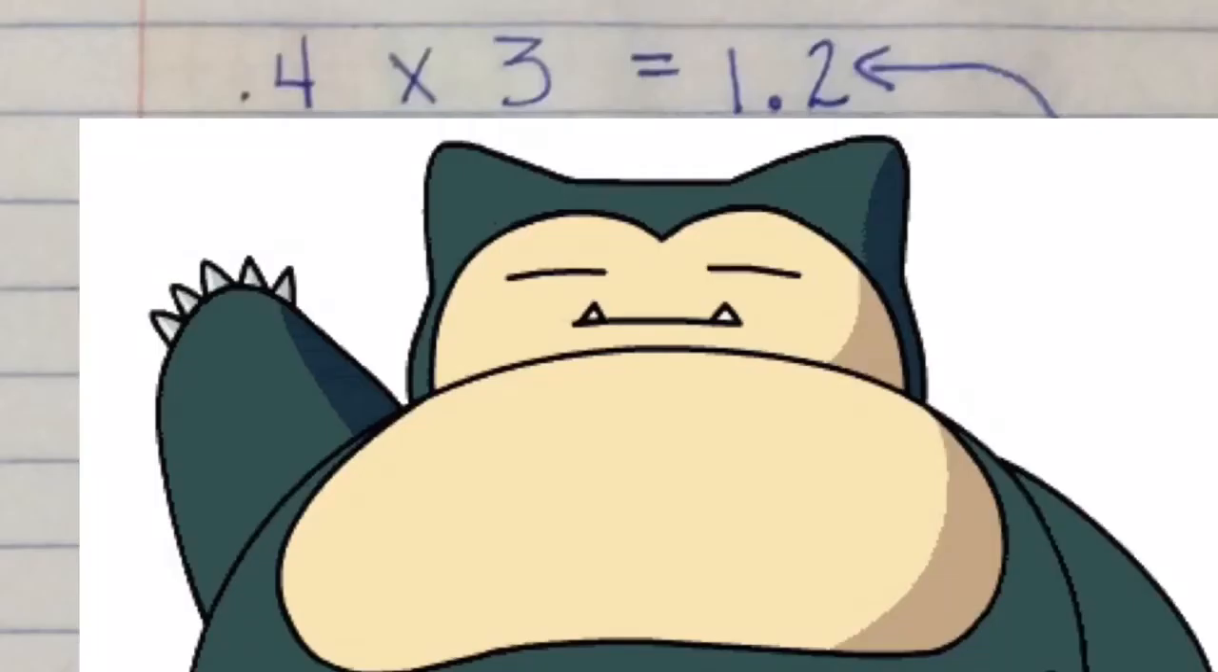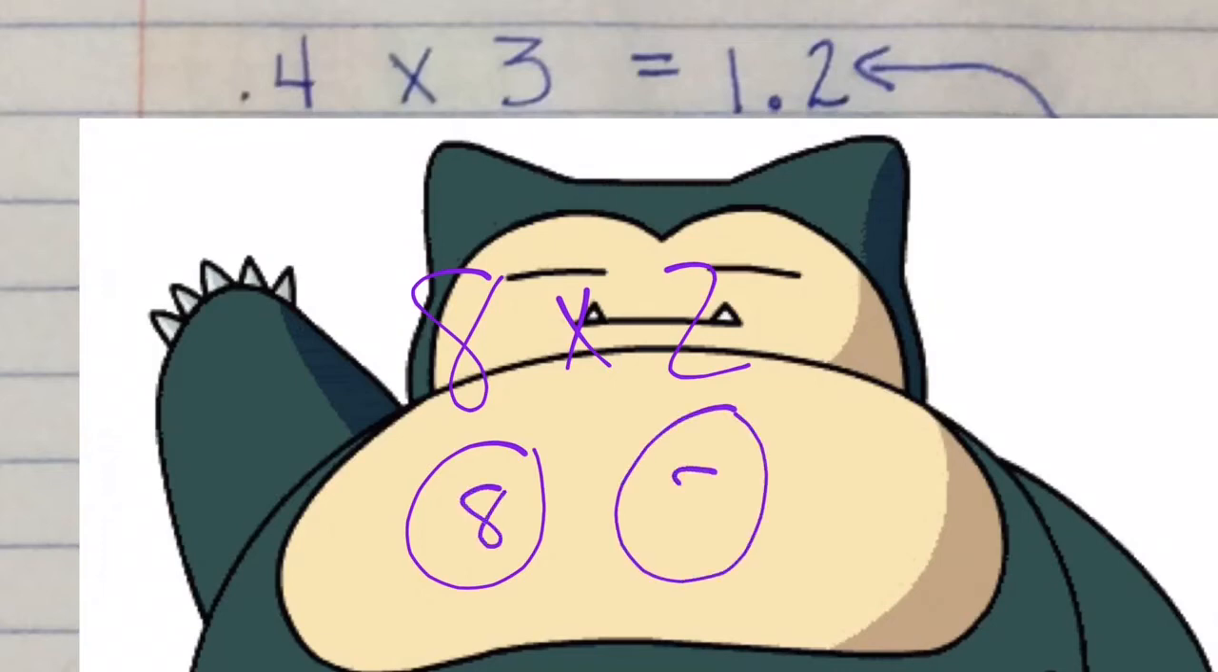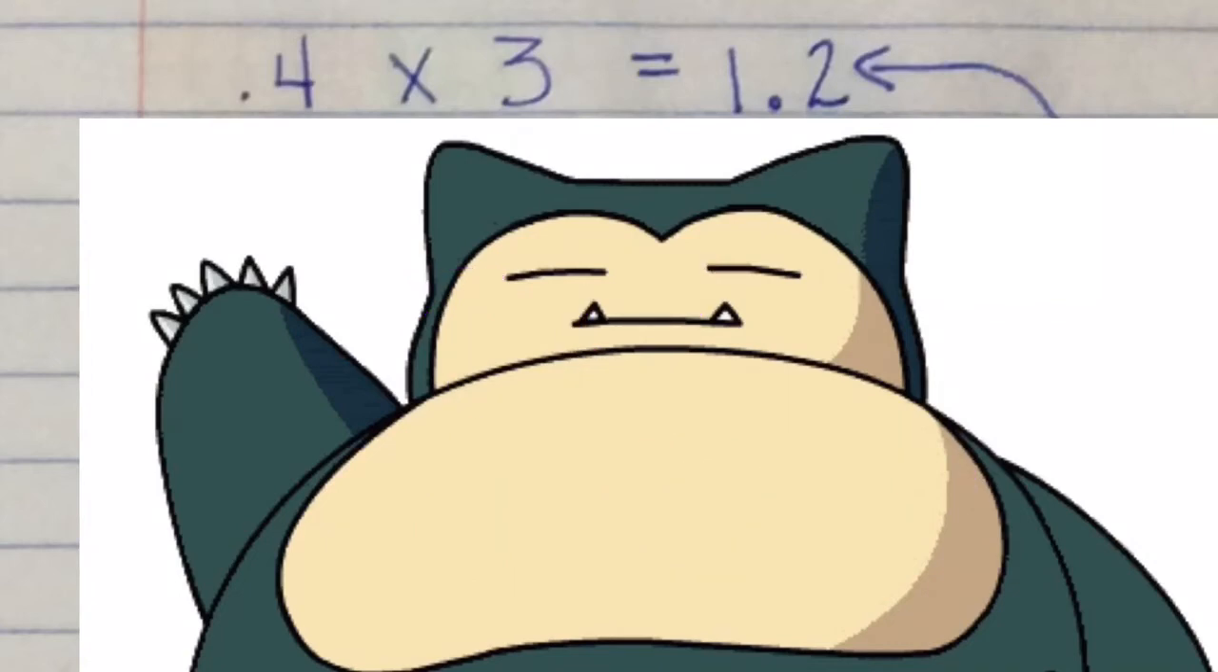So now I want you to think back to when you first started learning about multiplication. We talked about it being groups of. So if you had 8 times 2, you would have 2 groups with 8 in each group, and that would give you 16. So now we're going to think about if we have 3 groups of 4/10.